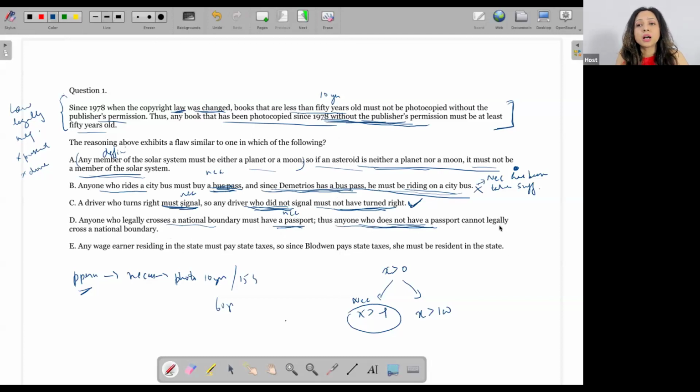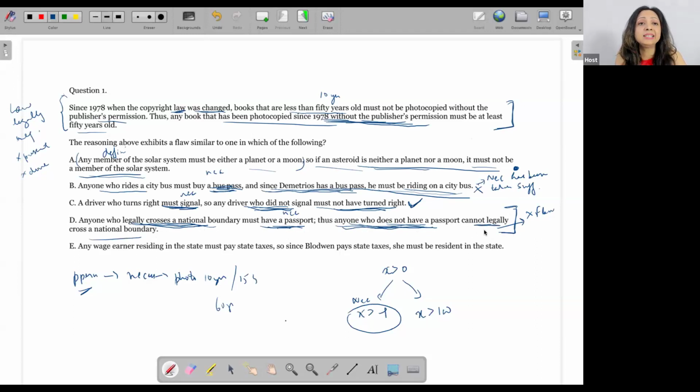Now, look, there is a difference in this particular option. This is not the correct answer. The logic is not the same as this one because there is no flaw in this. Yeah, this does make sense. By law, I have been given a necessary condition. If the necessary condition is not met, then the main thing cannot be met, right? I've been given that the necessary condition is not met, does not have a passport. They cannot legally cross a national boundary.